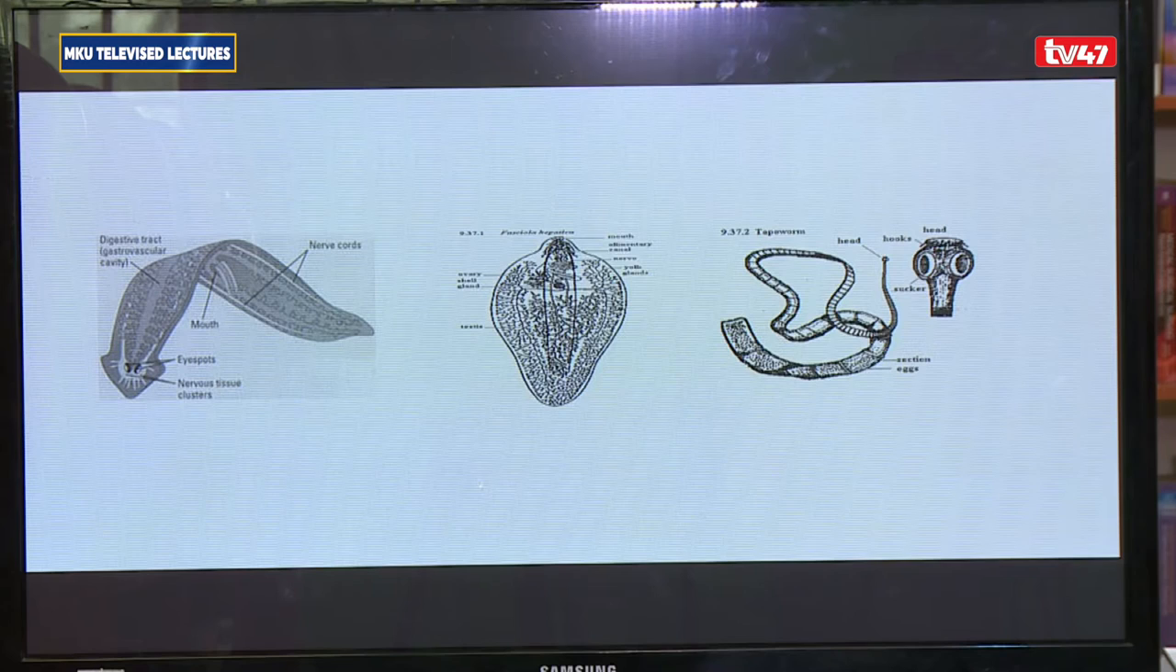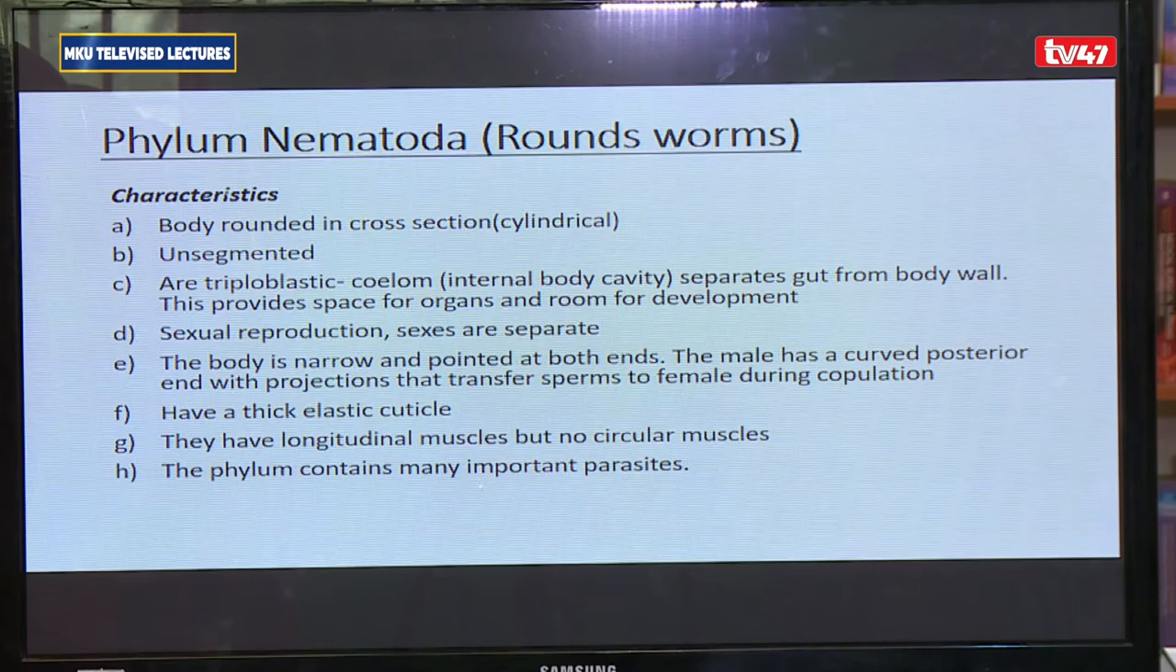Then we have the phylum Nematoda. Nematoda comprises roundworms that do not have any segments. Now, for the characteristics of the Nematoda, number one, the body is rounded or cylindrical. Number two, it is unsegmented. So normally we say they have a cylindrical, non-segmented body. They are triploblastic. The body is narrow and pointed at both ends.